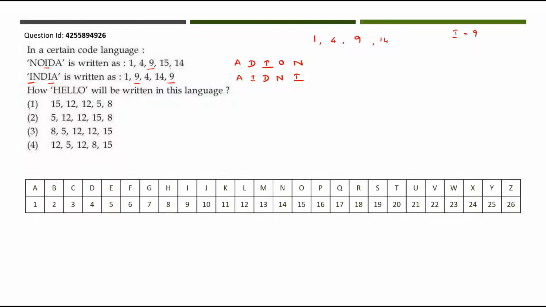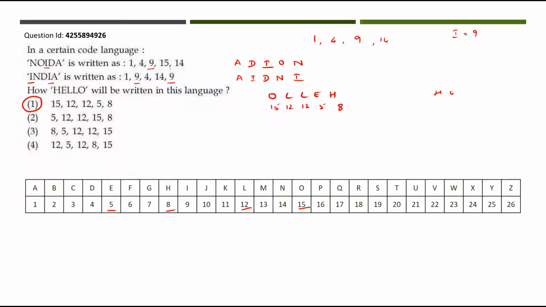So we have to find hello and then write it in reverse order. O-L-L-E-H. Just reverse hello now. What is O? It is 15. What is L? It is 12. So we will have 12 two times. What is E? It is 5. What is H? It is 8. 15, 12, 12, 5, 8 will be the right answer. Option number 1 will be the right answer.